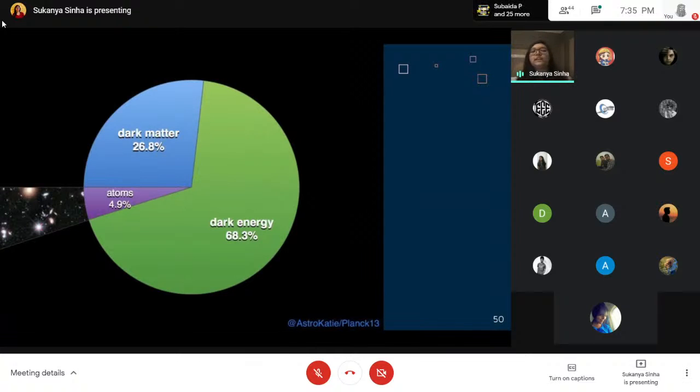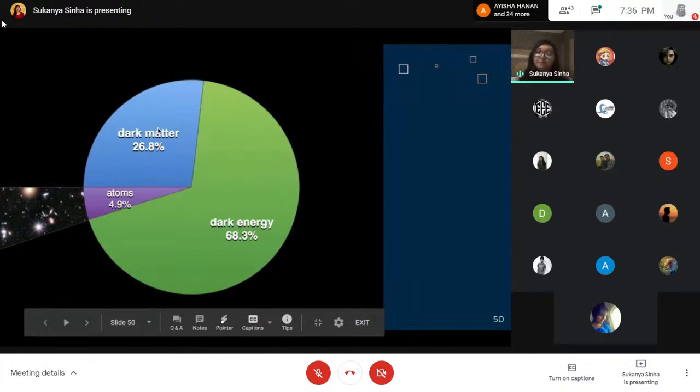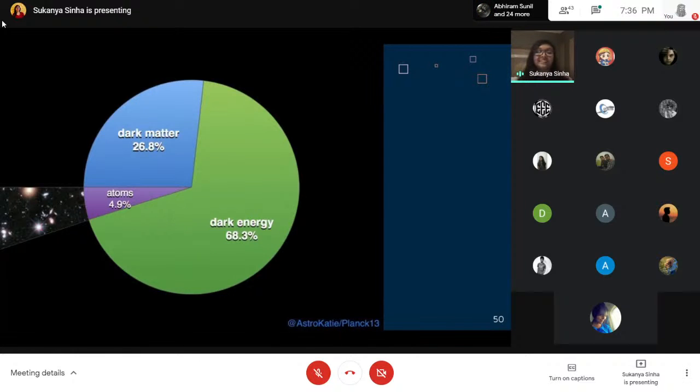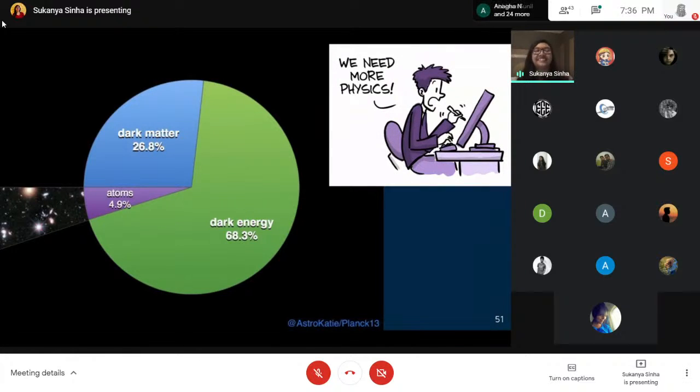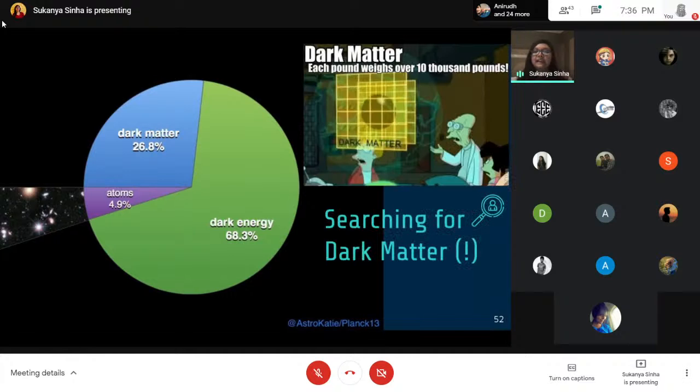Calculations done from astrophysical and cosmological information have told us that everything that we see or experience, that is you, me, this whole world, is just roughly 5% of the total universe's matter content. The rest, 95%, is made up of dark matter and dark energy. But do we know what that is? No. So the general question is, we need more physics to understand what dark matter and dark energy are. And that's exactly what I'm doing at the ATLAS experiment at CERN. I am searching for dark matter using the Large Hadron Collider data.